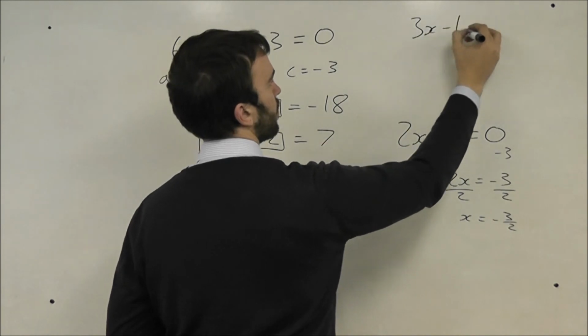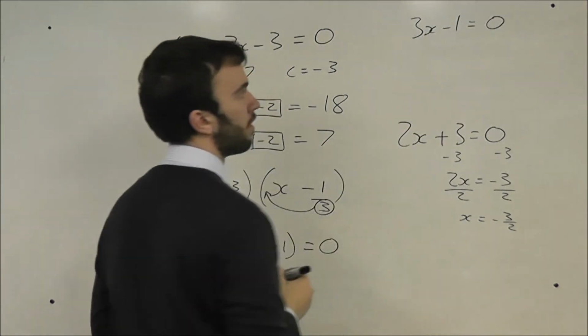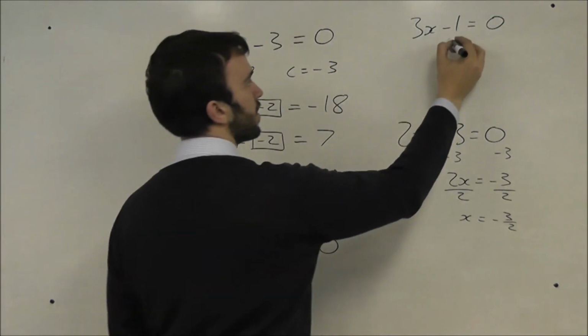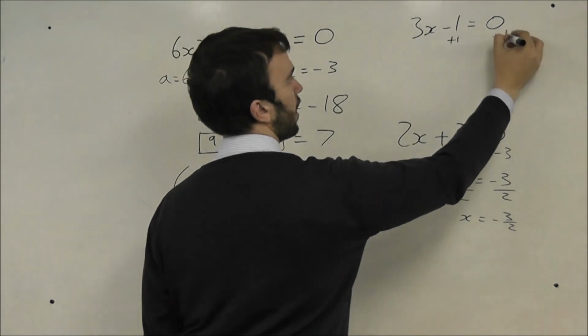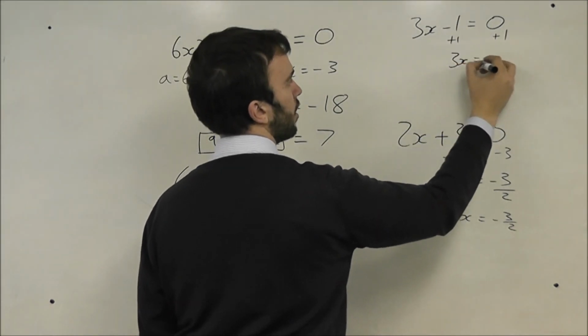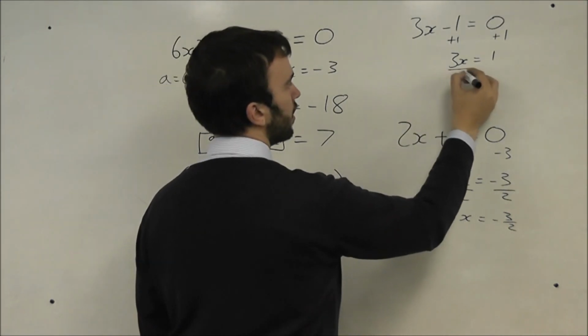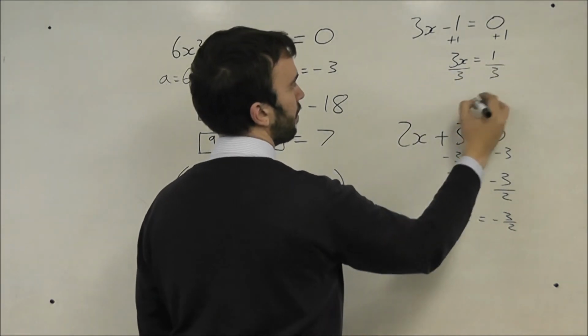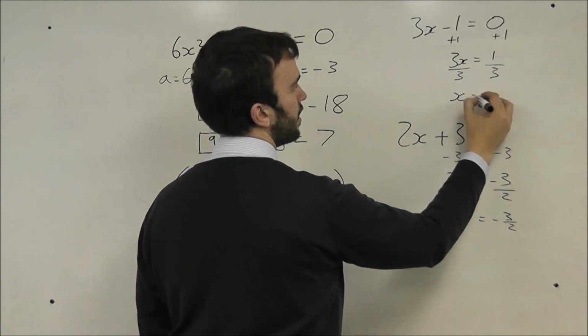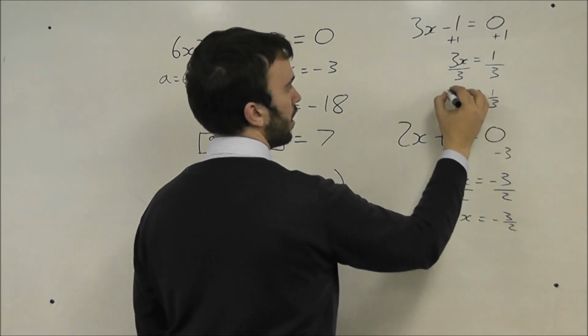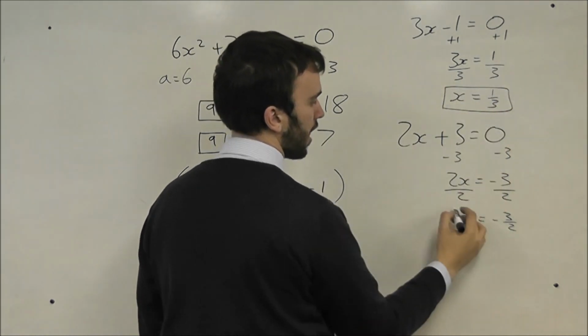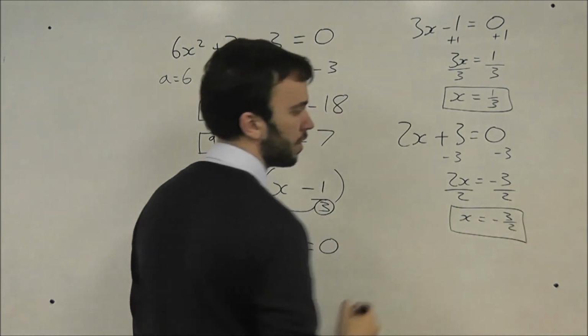3x minus 1 is equal to 0. Adding 1 to both sides, we'll get 3x equals 1. And then, of course, dividing through by 3, we'll get x is equal to 1/3. So, once again, we have two solutions.